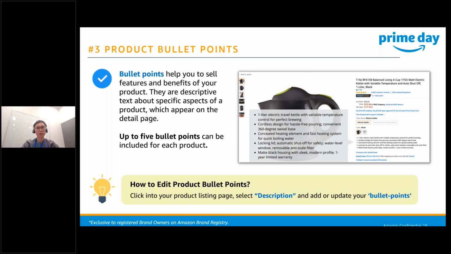So a tip is that up to 5 bullet points can be included for each product. This you see on the screenshot here, that's where the product bullet points will appear, typically under your product details, under 1,000 characters, so as not to overflow with too much text on your listing page. This will help improve the readability greatly.